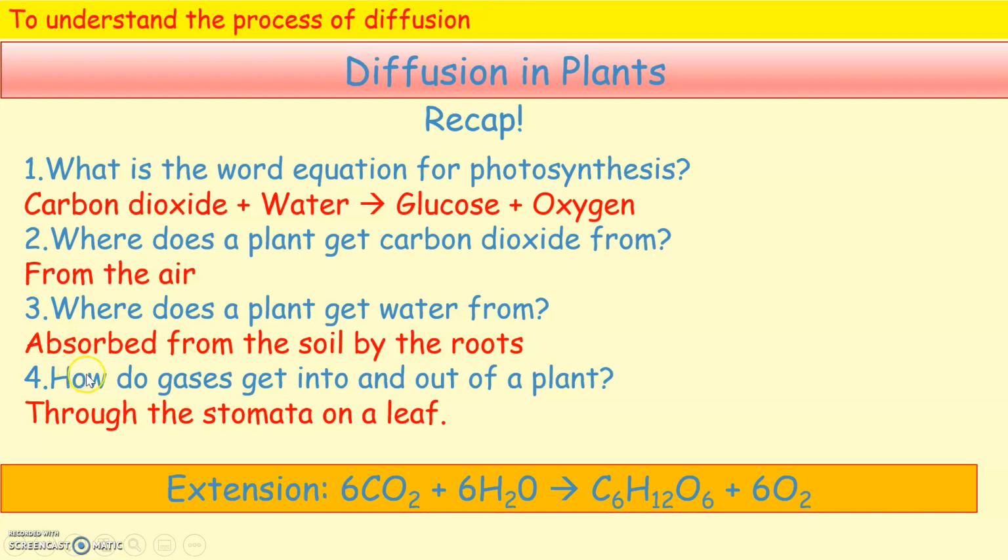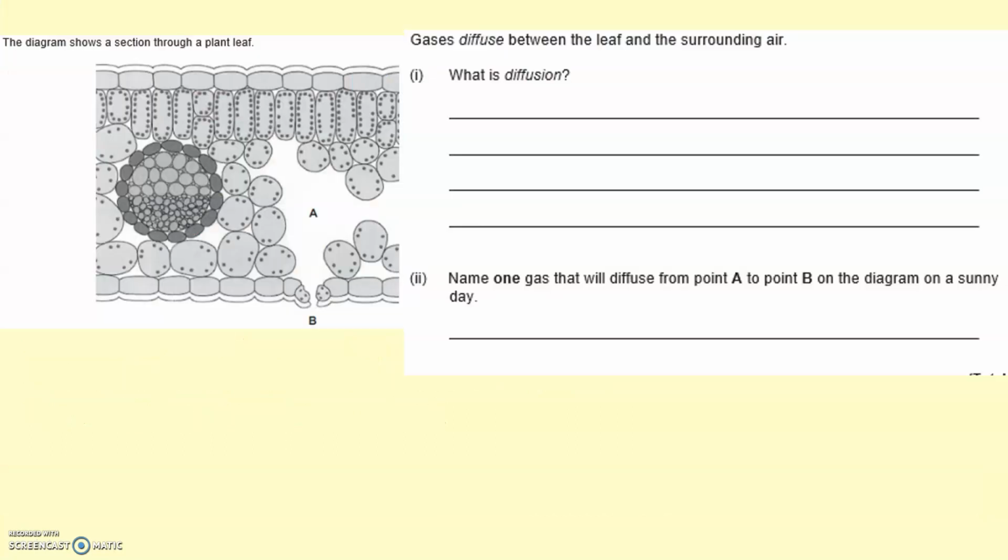Okay, how do gases get into and out of a plant? So gases actually get into the plant through the stomata on the leaf. And if you wrote the symbol equation for photosynthesis, that's amazing. So what did you score? 4 out of 4? 3, 2, excellent. Amazing, well done. Okay, please answer the questions. Thank you.